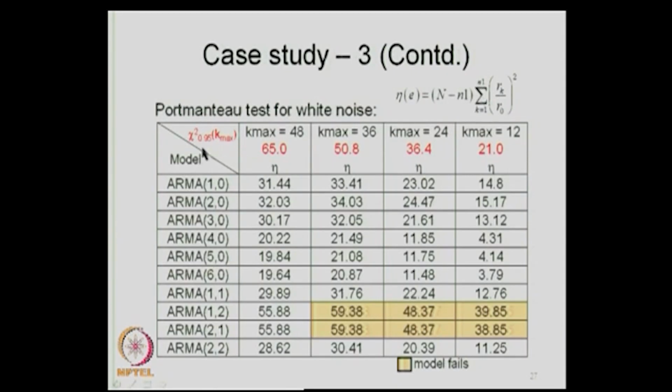Now, this test uses the chi-square value; the statistic eta follows a chi-square distribution. At 95% significance with k max as argument, you get the critical values of chi-square as 65, 50.8, 36.0 and 21.0 for the various values of k max that I have considered. N is 240, and N 1 is the k max here. For this it is 48, for this 36 and so on, so you can get eta values. The eta values must be less than the associated chi-square value for the model to pass the portmanteau test. For k max equal to 48, all of them pass the test, and for the lower values 2 of them fail the test, and again 2 of them fail. So ARMA 1-2 and ARMA 2-1 fail the test for lower values of k max, and all other models pass the test.